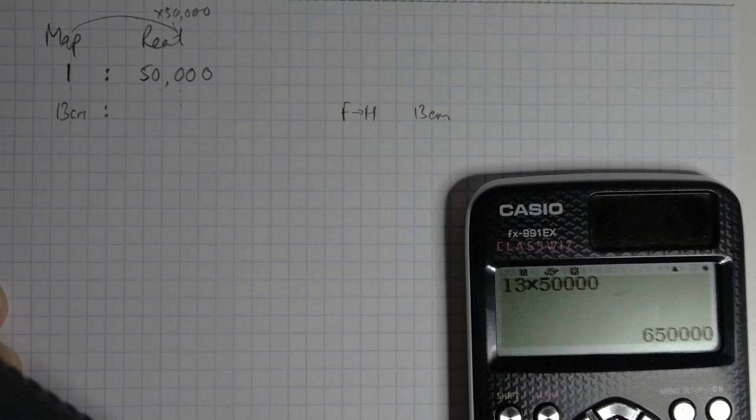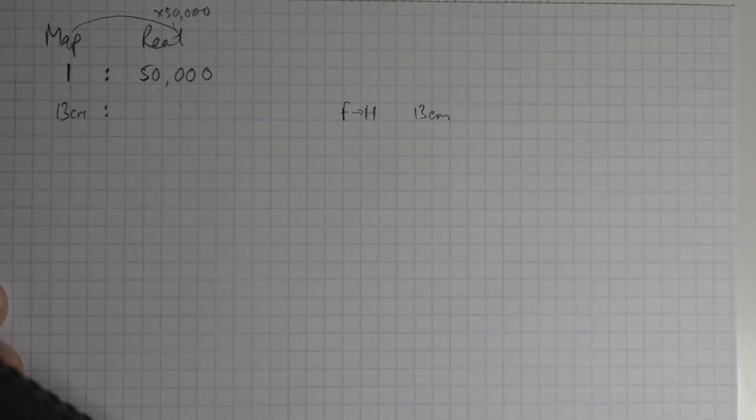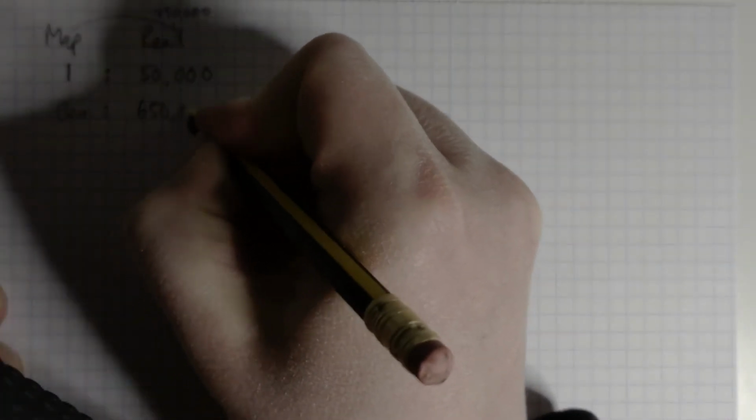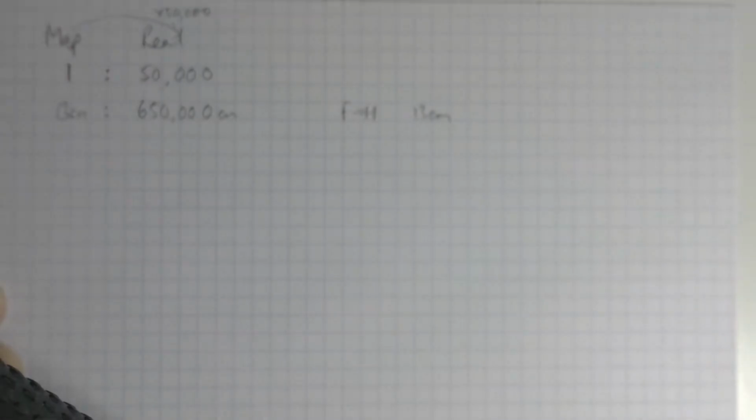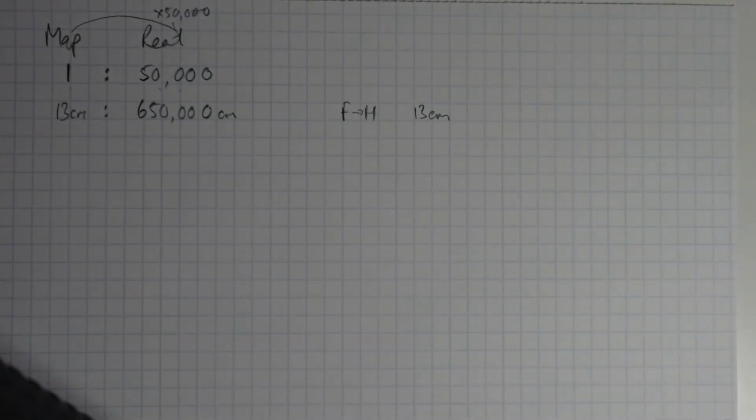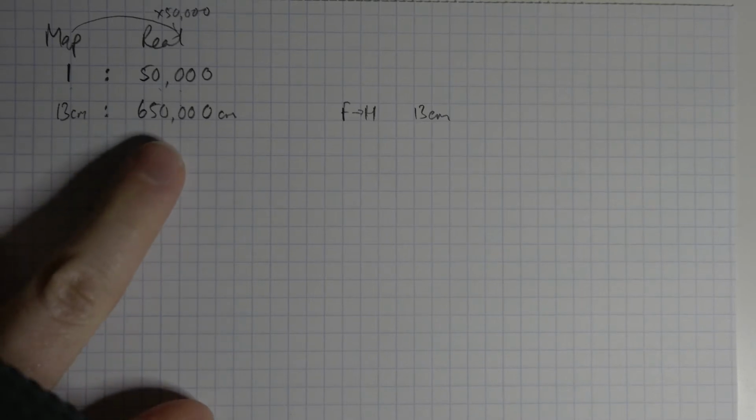So I've done nothing more complicated than just type it into my calculator. 13 centimetres times 50,000 is 650,000 centimetres. And that's actually the correct answer. That in the real world, the distance between Folkestone and Hythe is 650,000 centimetres. And although that's correct, it's not really the most sensible units for describing the distance between 2 towns. So that's the right answer, but we now need to make the units a bit more sensible.